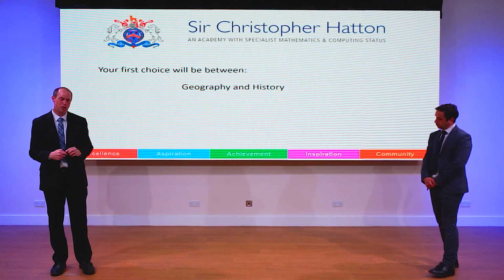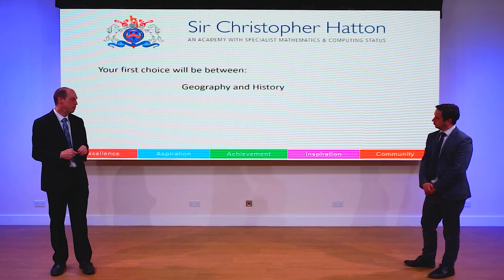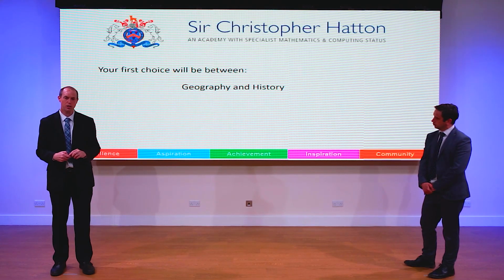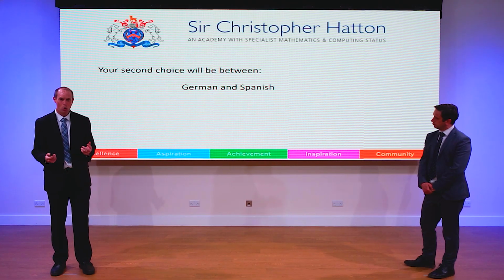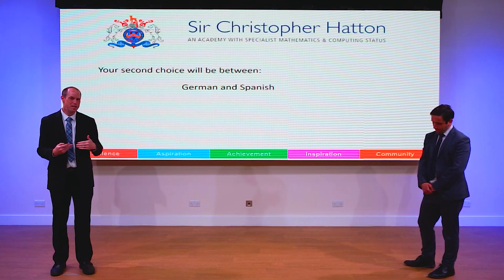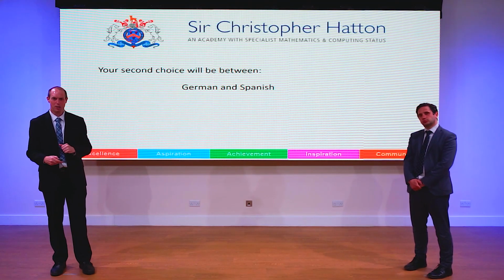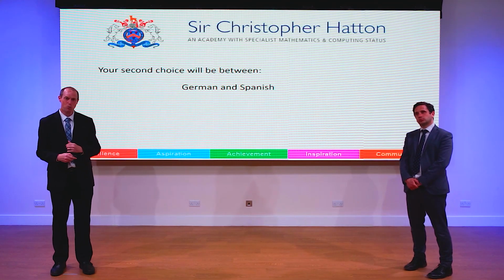Well, the first question you'll be asked is, what do you want to study? History or geography? You have a choice, geography or history. So in the option form, you pick one of those. And your second choice will be, what language am I going to study? German or Spanish? Now that's not really an option, because if you've been studying German for 3 years, it's obvious that you're going to continue with that, and same with Spanish. And that's how the process works.